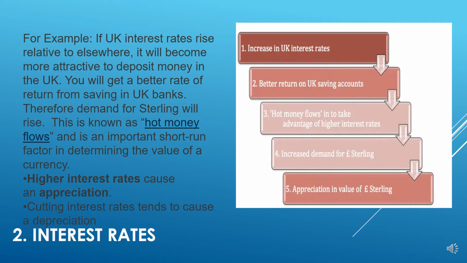So, if we see in this diagram, then we can very well see that if there is an increase in the United Kingdom interest rates, a better return on United Kingdom saving accounts would be there. People would like to invest there, and hence foreign portfolio investments would be attracted to the United Kingdom. So hot money flows in to take advantage of higher rates of interest. Then because of that there would be increased demand for pound sterling, and hence there would be an appreciation in the value of pound sterling.